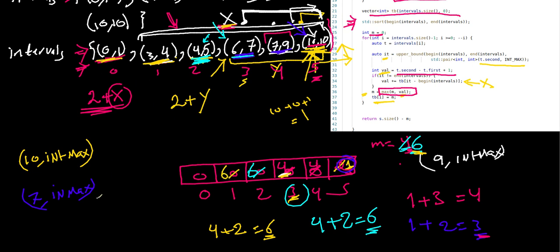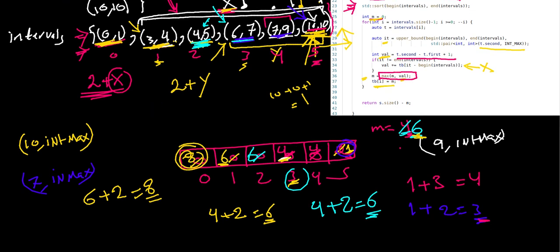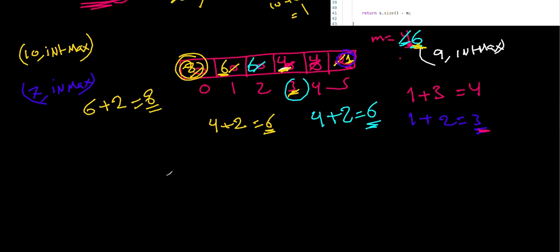Then we have 0, 1, and the first interval that doesn't overlap with 0, 1 is 3, 4, and here we have the value 6 for index 1 plus the length of this, which is 2, so the final answer is 8. And this is the final result for m, which is the maximum length we can cover by all the intervals without having any two intervals overlap. So we have 8 now.